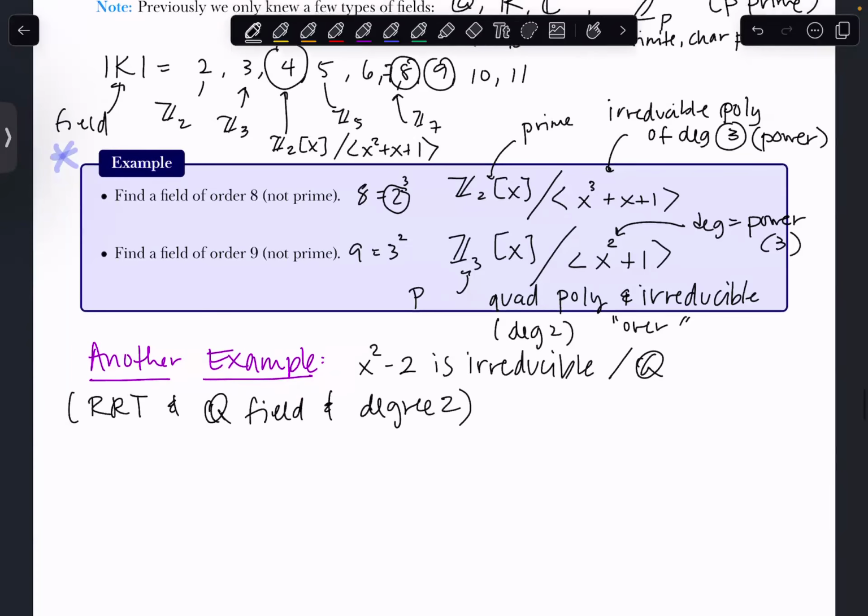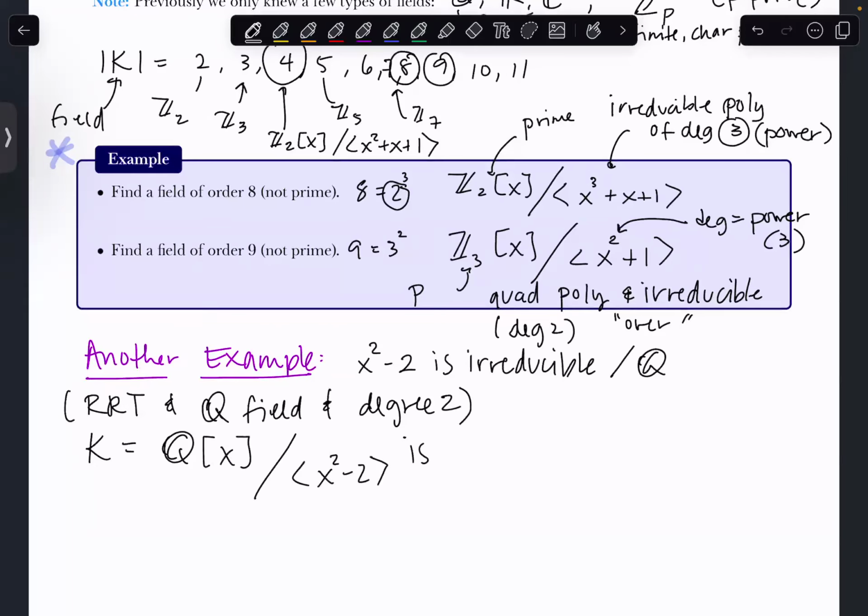Great. So this is irreducible, which tells us that if I take Q as my coefficients for my polynomials, and I mod out by this irreducible polynomial, I will get back a field. Okay, but which one do I get? We've seen some examples like this in the homework, where there's really nice maps that help us kind of see what this will be isomorphic to.